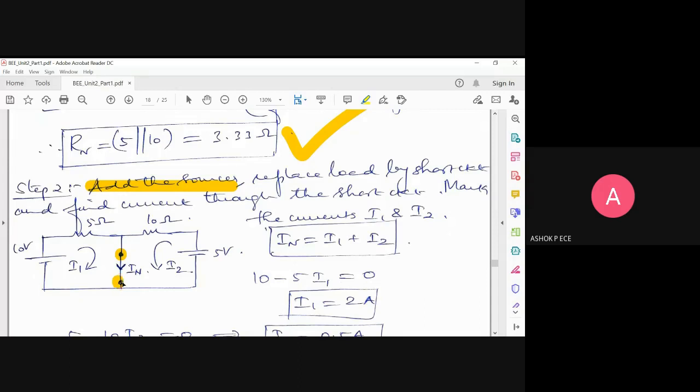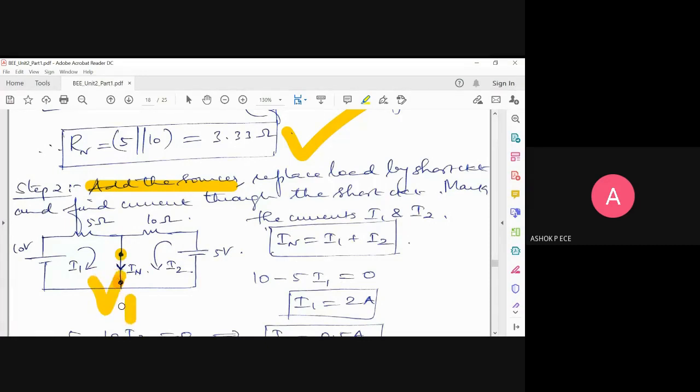But here, what we will do, we'll be short circuiting the terminals, and through the short circuited terminals, I'm going to find what is the current. That current is going to be your IN. You're able to understand the difference? In Thevenin's theorem, this will still be open, and we'll be finding the voltage across these 2 points. We call it VTH.